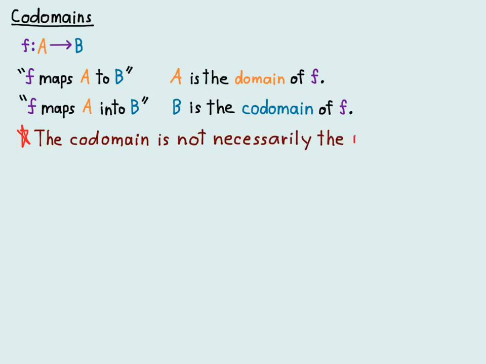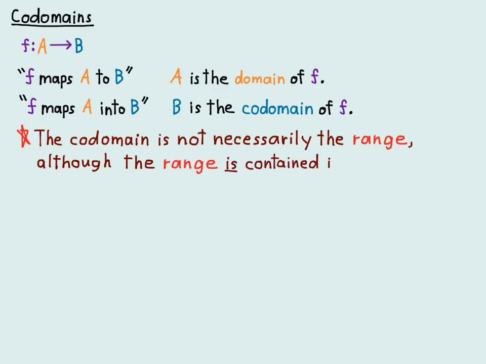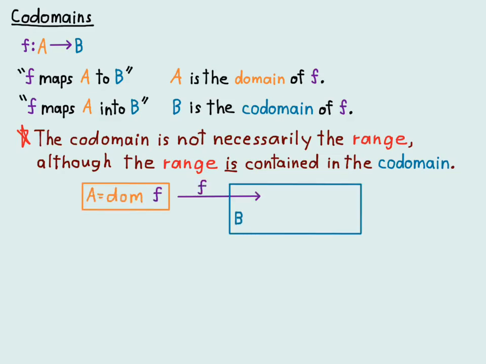So I just put a note here with a star by it to remind you. The codomain is not necessarily the range, although the range is contained in the codomain. This is assuming that you're not such a bad dart player that you miss the board entirely, which I do sometimes. So this is just a diagram of what's going on.